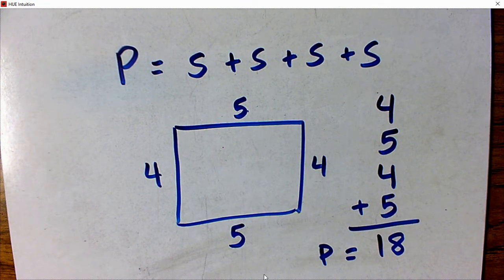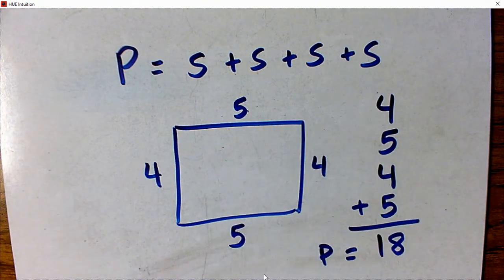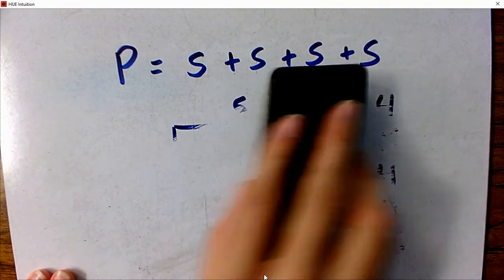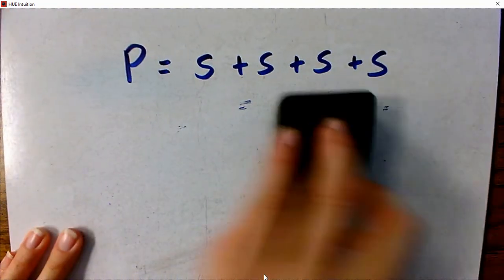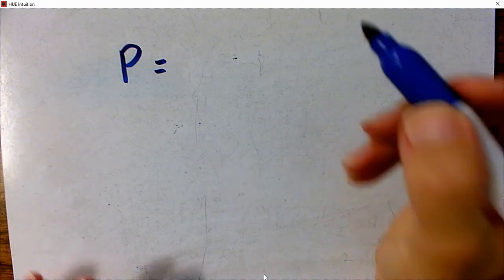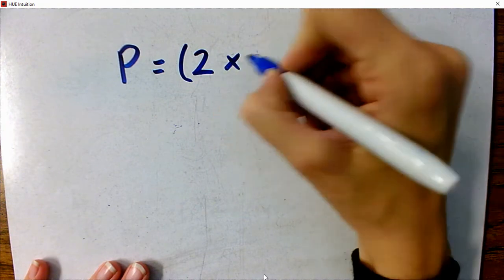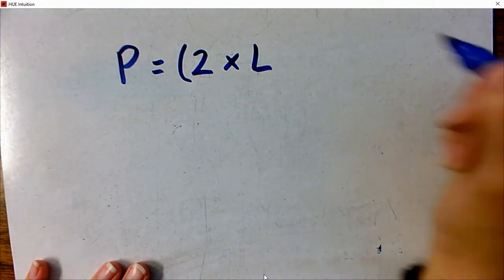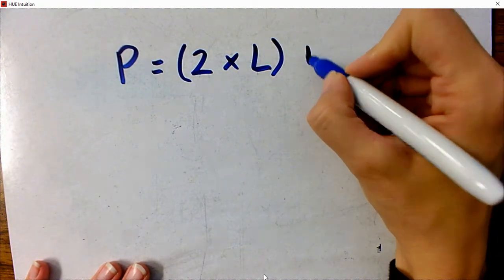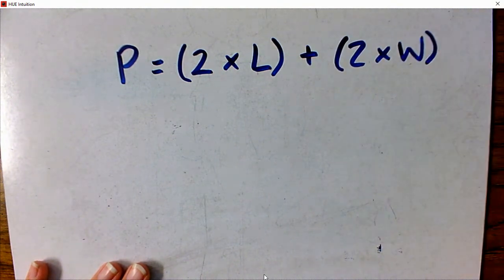So that's one way to find perimeter, is just to think about adding up all four sides, side plus side plus side plus side. There's another way to think about finding perimeter that's even more of a shortcut once you get the hang of it. And that formula says that to find the perimeter of a rectangle, you can do 2 times the length of the rectangle plus 2 times the width of the rectangle.